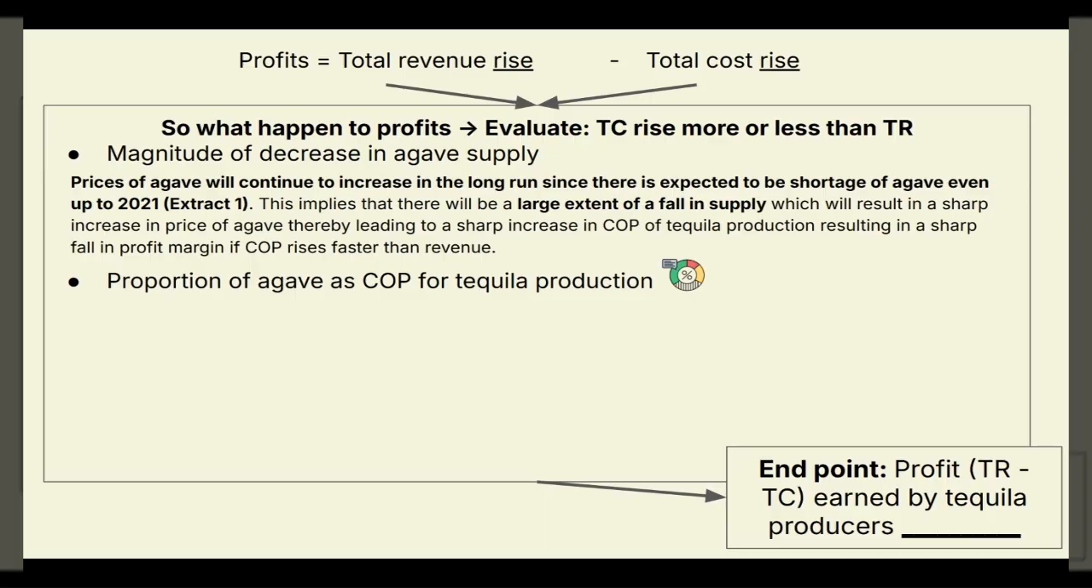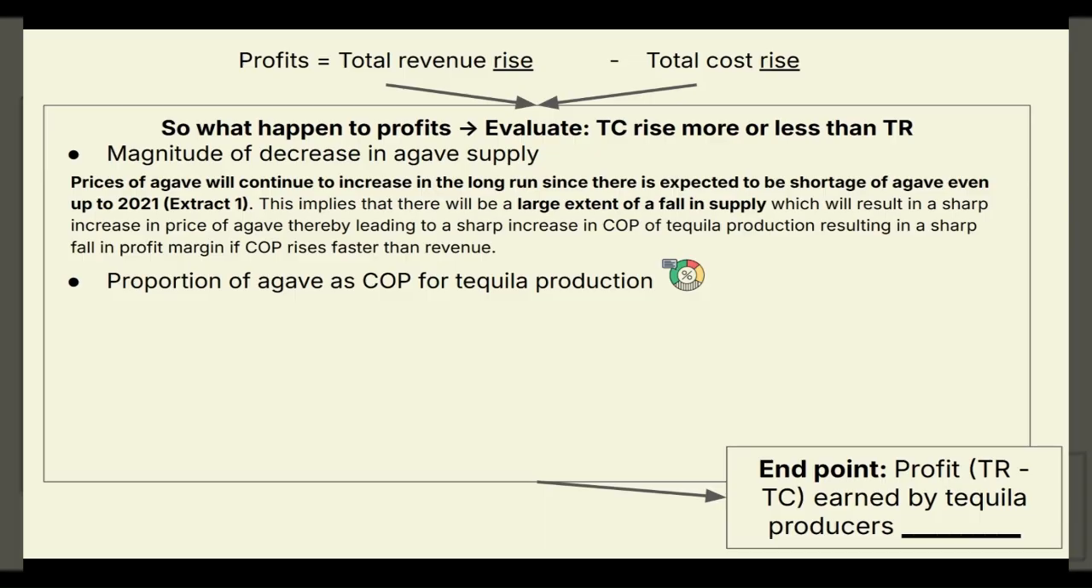So if agave supply decreases significantly, there will be a large shortage in the agave market, which is supported by the extract, because the extract stated that the shortage is expected to last up to 2021. Normally in the extract, they will hint to you what the potential criteria you can use are. And because there's this shortage, it will cause prices of agave to increase sharply to eliminate the shortage.